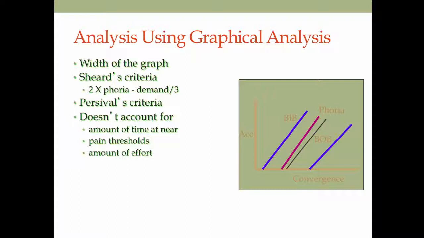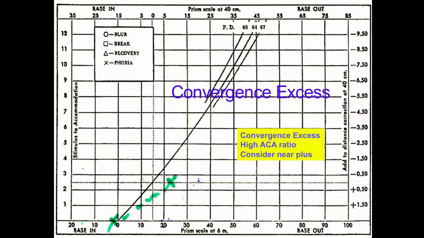But all of this does not account for the amount of time that's spent at near, an individual's pain threshold, or the amount of effort. And that's important. And I think that's one of the reasons people tend to drop out of doing this type of test, because the correlation is not perfect. I think one of the most important things is that when you measure fusional amplitudes, and the measurement of fusional amplitudes with a prism bar takes no more than 10 to 15 seconds at maximum, looking at the patient's pain threshold is extremely important. Patients who have a convergence excess or patients that have a higher eso in relationship to the distance phoria, their ACA relationship is high, and therefore plus is extremely helpful.